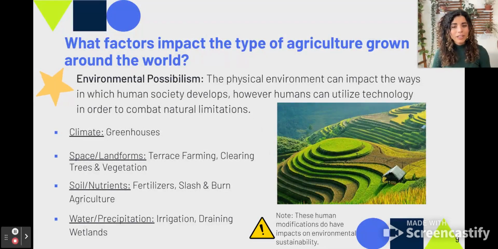So hopefully you all remember back in Unit 1, this idea of environmental possibilism. So this just means that the physical environment can impact the ways in which human society develops.